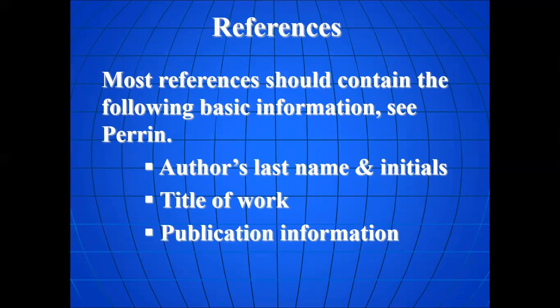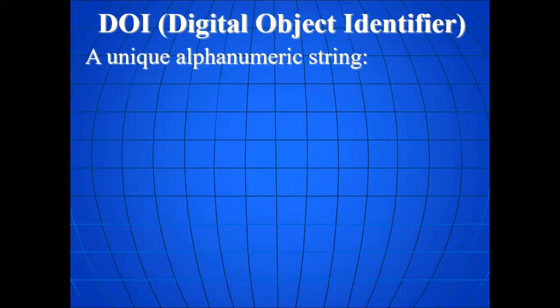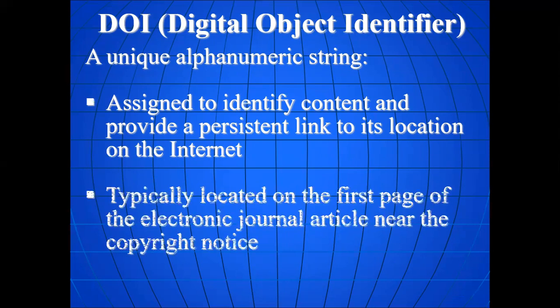So these are the basic elements of a reference: the author's last name and initials, title of the work, and publication information. Some publications, especially online journals, have a digital object identifier, or DOI, which helps find that article and gives it a permanent identifier on the internet. So here are some features about that, and that's what it looks like.